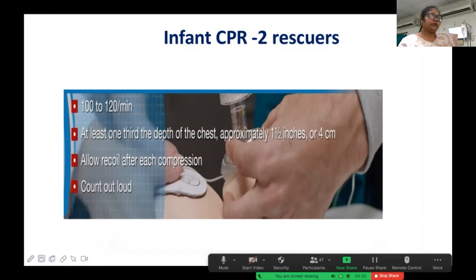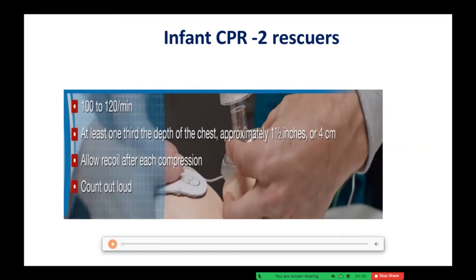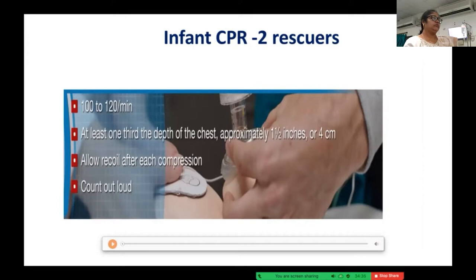So this is as per the 2020 guidelines. These are the three important things about high quality chest compression. Push fast, push hard. Push fast is 100 to 120. And push hard and allow recoil. So these are the important points.